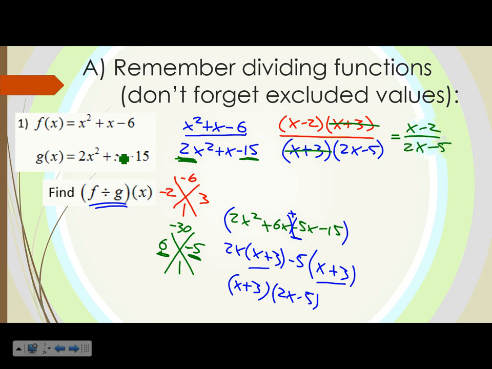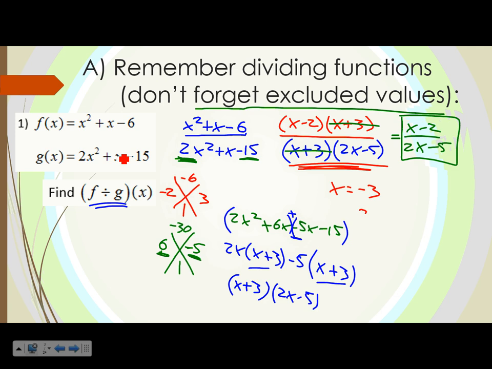But remember, we need our excluded values. Remember, your excluded values are what x cannot be equal to, because it would make the denominator 0. We can never have a 0 denominator, so we got our answer over here. But when you find your excluded values, don't look at your answer, look over here before you canceled stuff. So what would make this part 0? Well, -3. And let's see, 2x minus 5. What would make that 0? If you can't figure it out, make sure you solve it. 2x is equal to 5. Divide by 2. We get x is equal to 5 over 2.